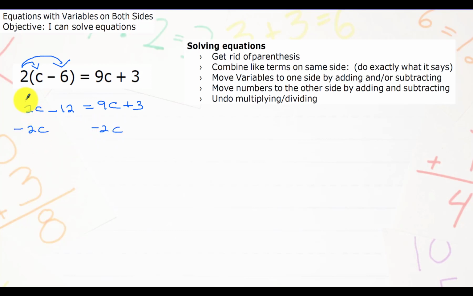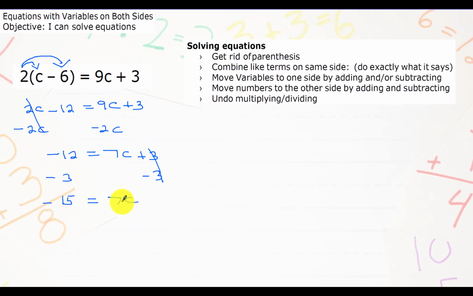Using additive inverse, we can cancel this, bring down your negative 12. 9c minus 2c is 7c. Bring down your plus 3. Now your variable is on the right side of our equation. So let's get rid of our constant 3 here. So we can undo this by subtracting 3 to both sides. So we are using our subtraction property of equation. Using additive inverse, we can cancel this to get 7c, and then on the left side we'll get negative 15.